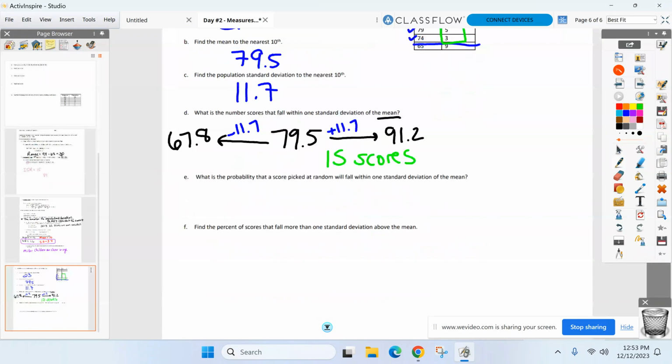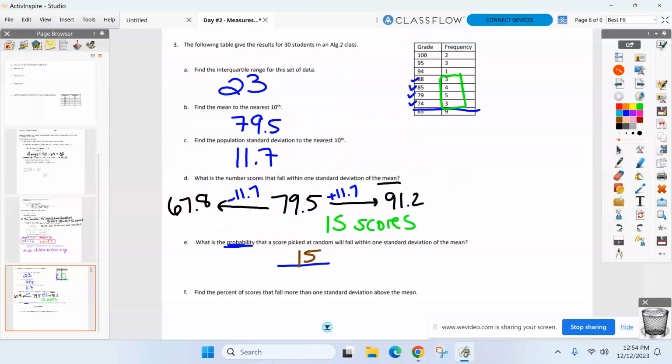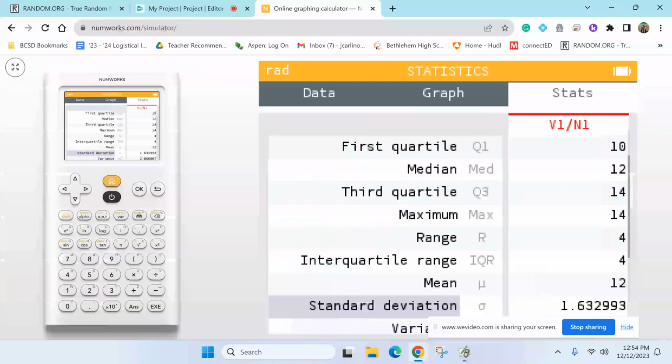Oh, I know you're fired up to see that word again. What's the probability I pick a score that falls within one? All right, probability, answer's got to be a fraction less than 1. So might as well just start right there. What's the probability I pick a score that will fall within, well, we already found how many scores fall within 1. We already did the hard work. So 15 out of the total. And there's 2 ways you could get the total here. You could add them up yourself, how many scores, or go back to your calculator, and it does everything for you.